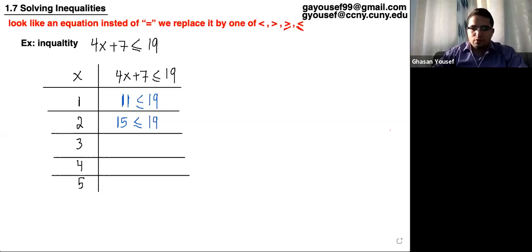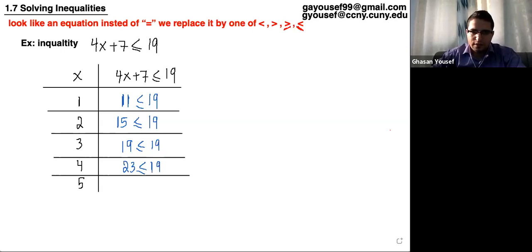For number 3, who will do number 3? For 3, it's 19, because 4 times 3 is 12, and 12 plus 7 is 19, which is less than or equal to 19. What about number 4? 4 times 4 is 16. Mahrain said it's 23. Let's check: 4 times 4 is 16, and 16 plus 7 is 23. This is correct. Is 23 less than or equal to 19?